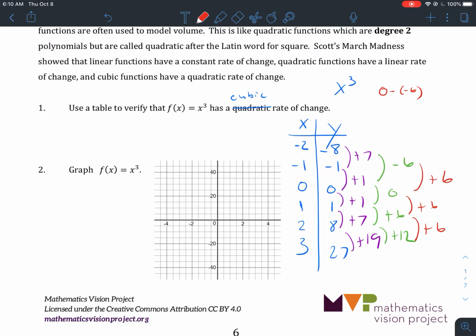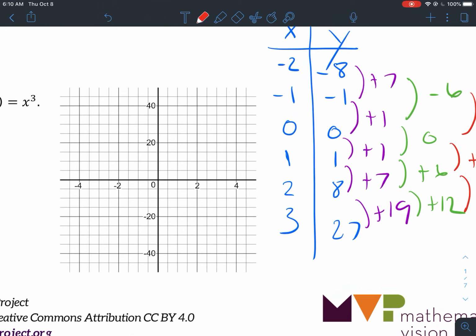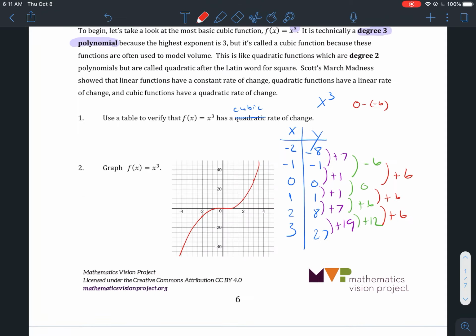All right, so now they want us to graph it. So we're just going to graph our original points here. So we've got -2, -8. Now, one thing, pay close attention to your y-axis here. Your y-axis is kind of wonky, so you definitely want to pay close attention to that. We get, oops, sorry. Put my 1s in the wrong spot. 8, and then 3, 27, so we'd be about here. All right, so this is our cubic function.